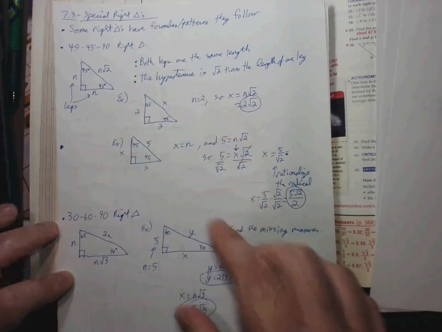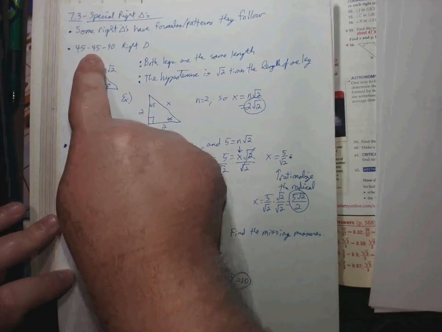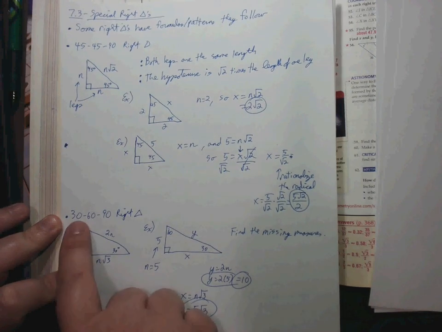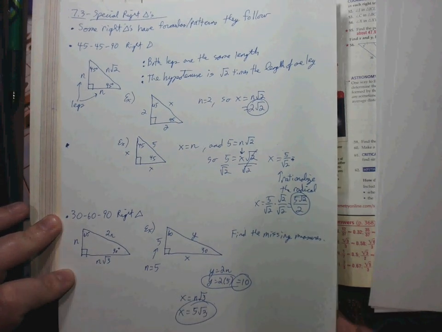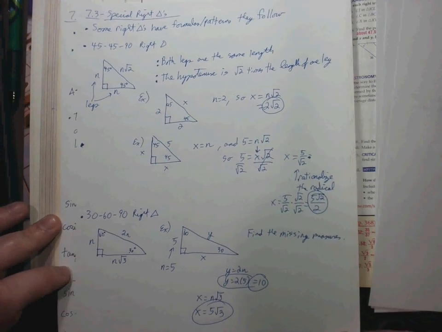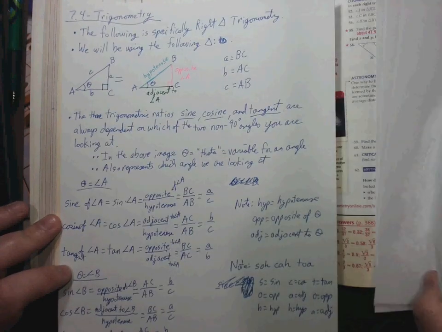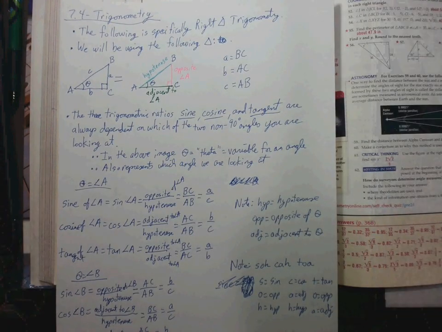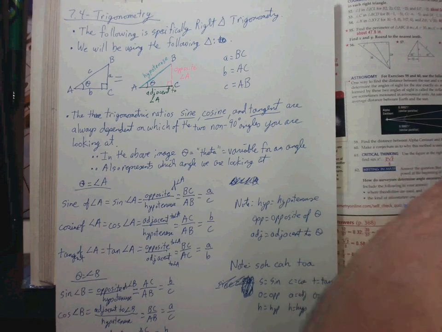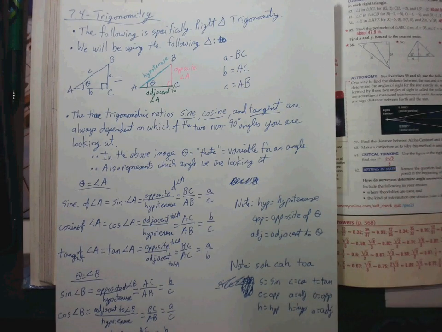Alright, special right triangle, section 7.3. Again, there's 45, 45, 90 and 30, 60, 90 right triangles, and they follow those patterns like I had showed y'all in class. Now, section 7.4 was really where I left off with y'all in class. I'll go over these notes, and then I'll start working some of the problems from the book.